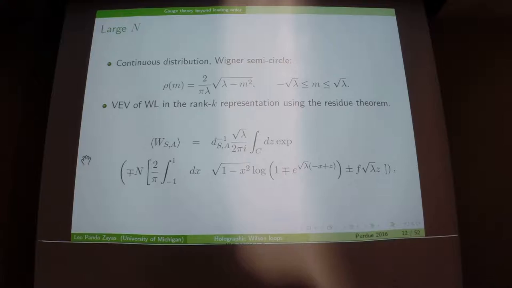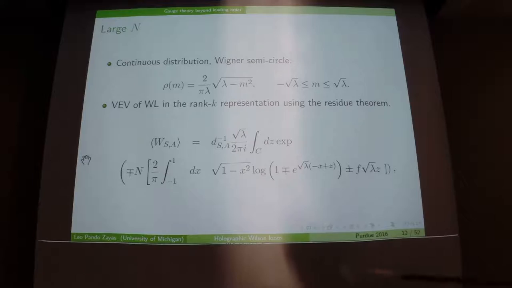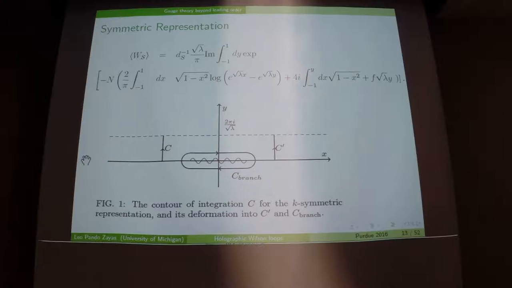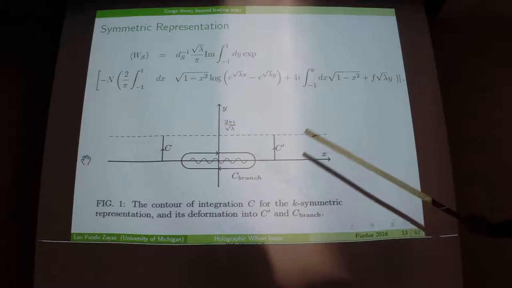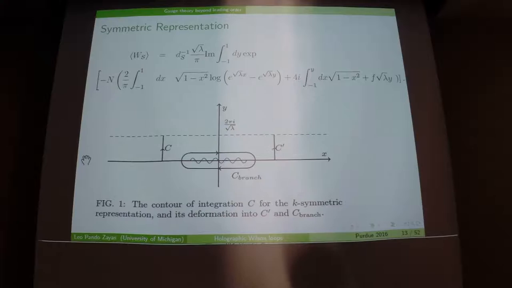Then here's the Wigner distribution for the matrix model that we're discussing, which is the Gaussian. Given the potential, you know the distribution of eigenvalues. Here's the expression. I will very quickly show you how you compute it for the symmetric representation: there is a branch cut and there's a contour. All the details of this computation are given in one of the papers that I listed at the beginning.